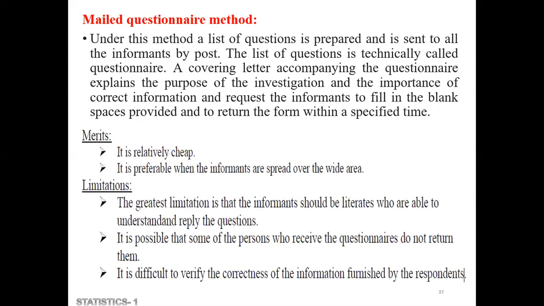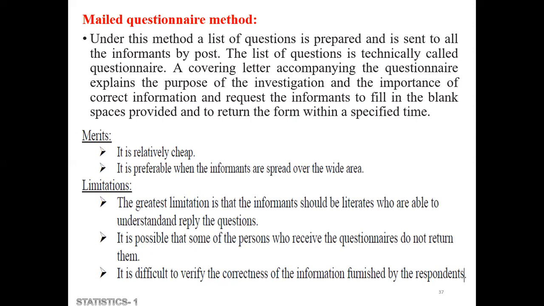So next one is the mailed questionnaire method. Under this method, a list of questions is prepared. It is sent to the informants by post. These questions are normally multiple choice questions. The list of questions is technically called a questionnaire. A covering letter accompanying the questionnaire explains the purpose of the investigation and the importance of correct information, and they request the informants to fill the blank spaces provided and to return the form within a specified time.